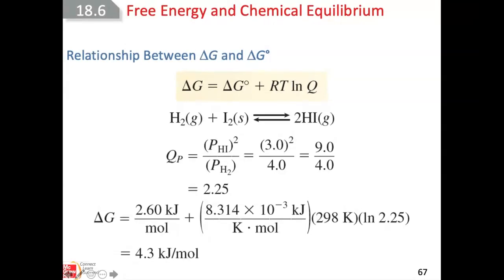Knowing that the delta G standard for the given equation equals 2.60 kilojoules, and this is the R, the gas constant, in kilojoules over K mole. The temperature is 25 degrees Celsius, which is 298 Kelvin. And I will put the logarithm of the QP, and we'll say that the delta G for the reaction equals 4.3 kilojoules per mole of the reaction.